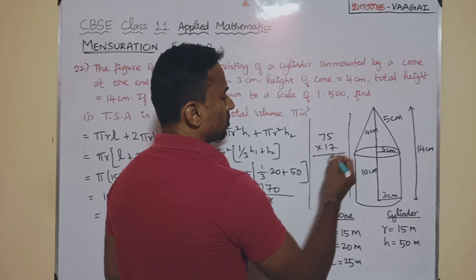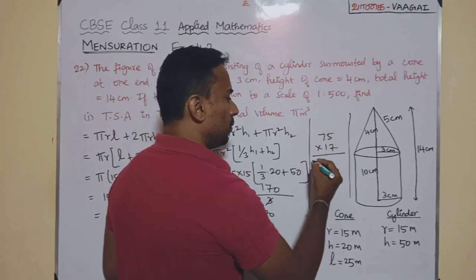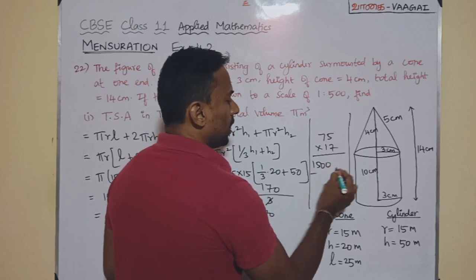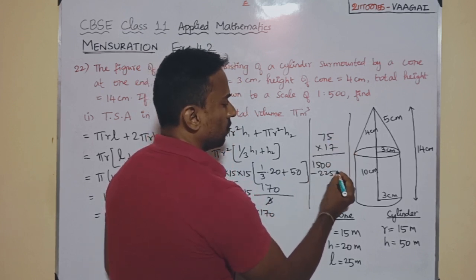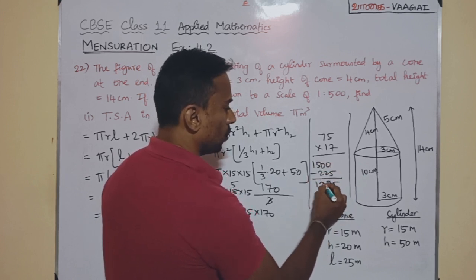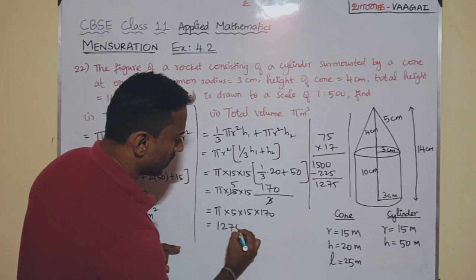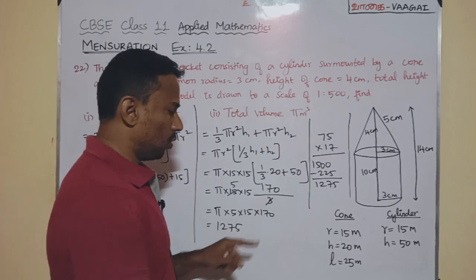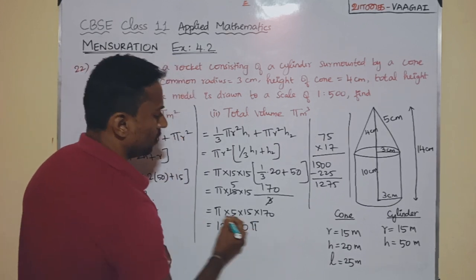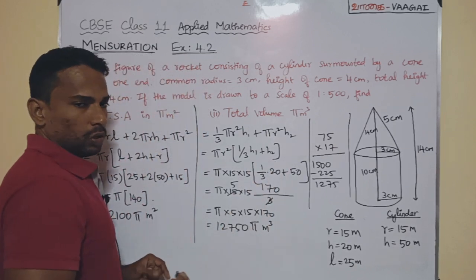So 75 into 17, how I can deal with this is 75 into, first of all, 20. If I do, I will be getting 1500, and minus 75 into 3, which will be 225. If I do this, I will be able to get the answer. So I will be getting 1275, but I have to follow it with a 0 because I have a 0 here. The pi is also there, right? So pi meter cube. So this is going to be the total volume.